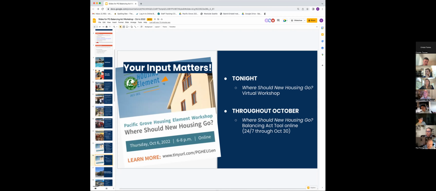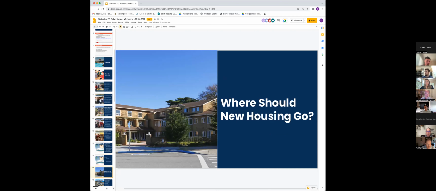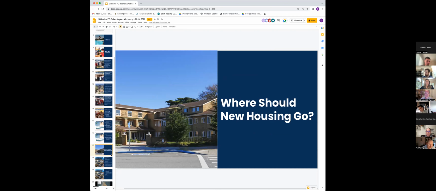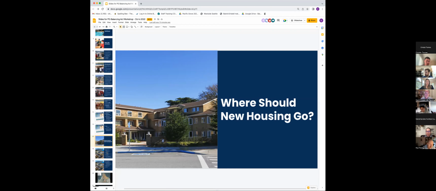And your neighbors, friends, yourself, you can go back and do another plan, because what we're doing tonight is a contained site that we're using, so we'll be able to know what the meeting outcome was. But if you want to go and create a plan on your own time after tonight, you can do that too. So, theme of where should new housing go?